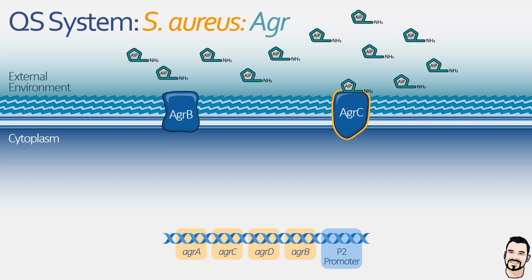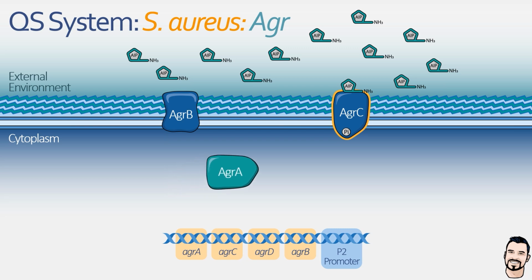Now, this interaction triggers AGRC activation, allowing it to become autophosphorylated. This essentially means AGRC utilizes cytoplasmic ATP, breaking it down into ADP and inorganic phosphate, with the ADP being released back into the cytoplasm for recycling, while the phosphate group is retained on a conserved histidine residue within the AGRC protein.